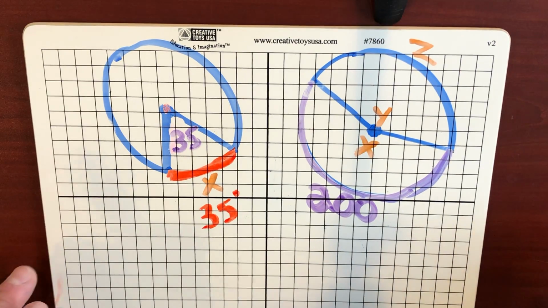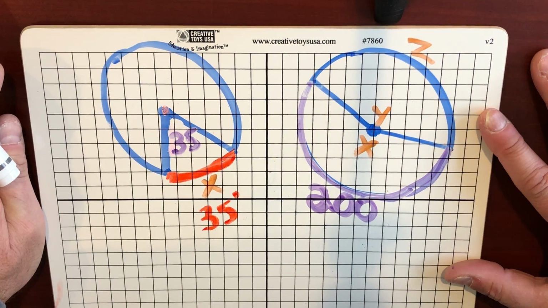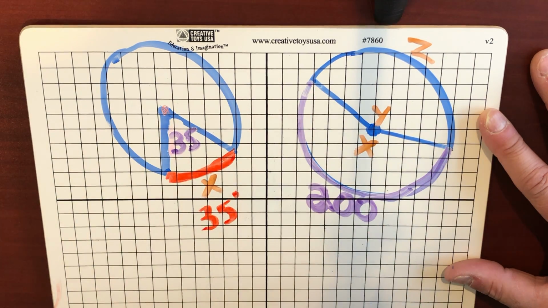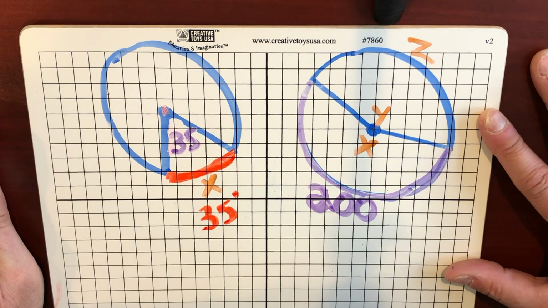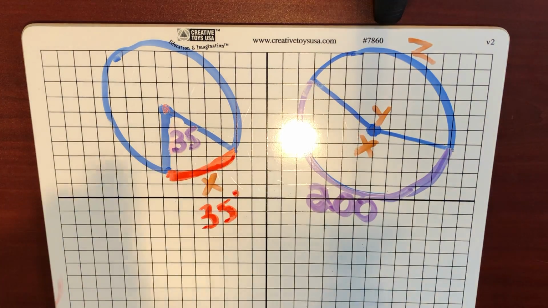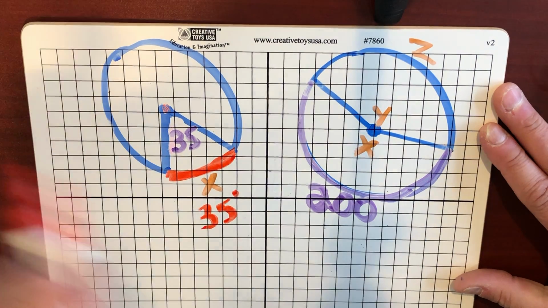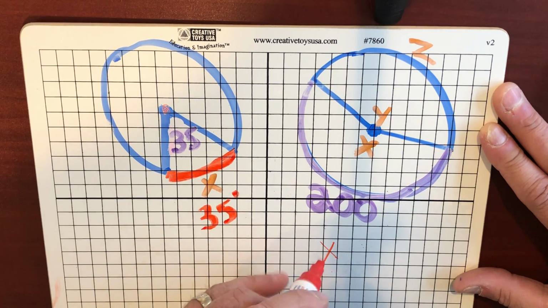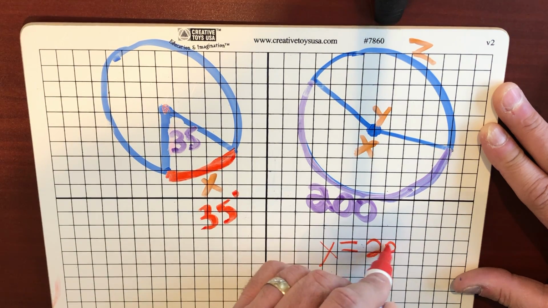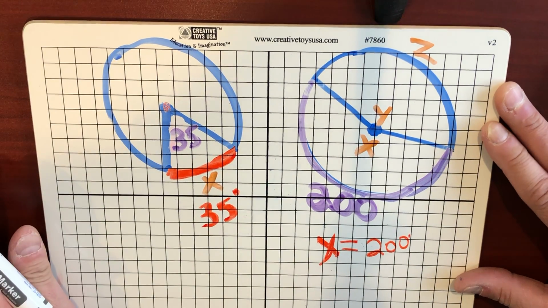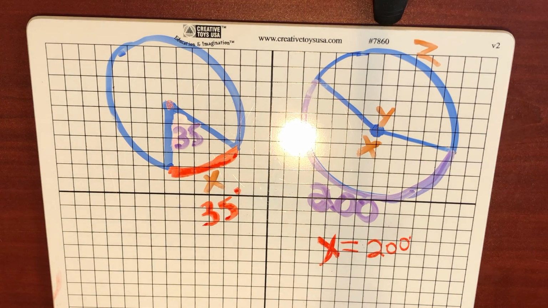So the central angle and the arc that it goes to are always going to be the same degree measure. On this example, we've got this arc that I've outlined here in purple as 200 degrees. So it's a major arc. It's more than half of a circle, more than a semicircle. So to find x, the central angle, it's going to be the same as that arc. So x is going to be 200 degrees.